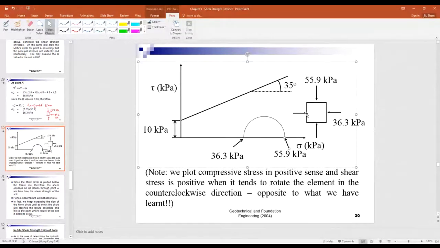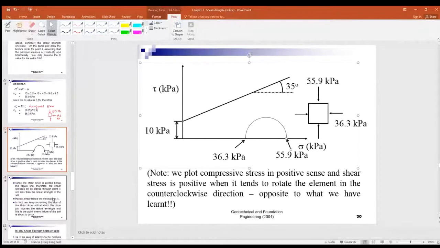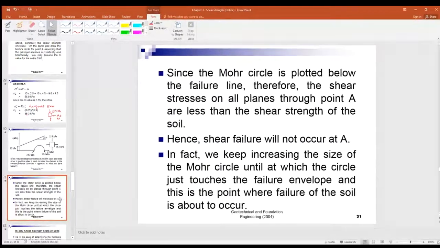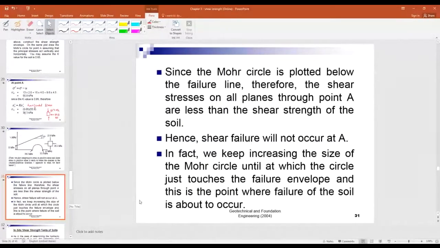Opposite to the steel and the concrete, right? In concrete and steel studies, we often take the tension as positive. But here, for foundation and geotechnical engineering, we take the compressive stress as positive. Of course, in the same way, the shear stress in the counterclockwise direction will also be deemed positive. Okay, so I leave this slide to you. The shear failure will not occur at A.